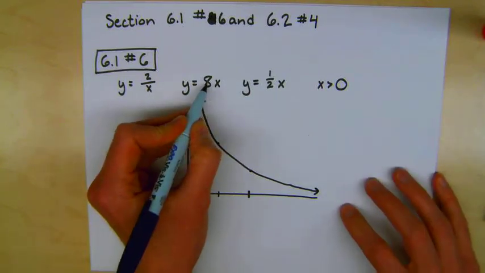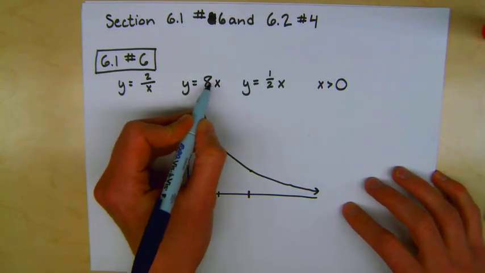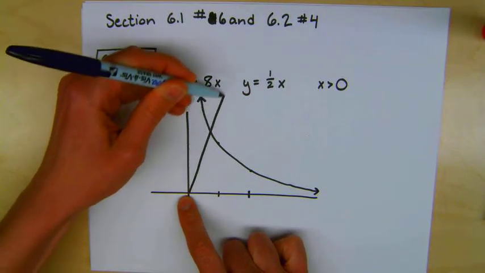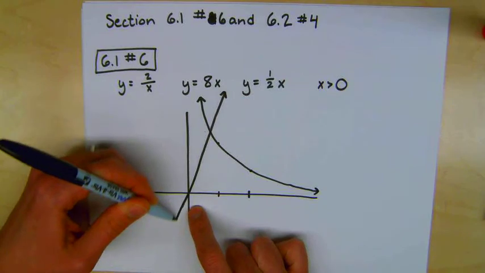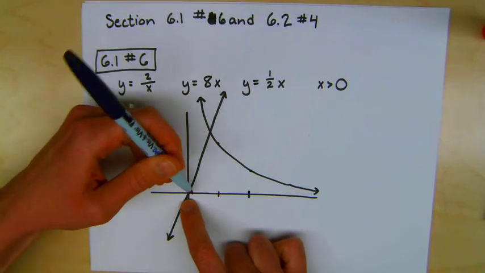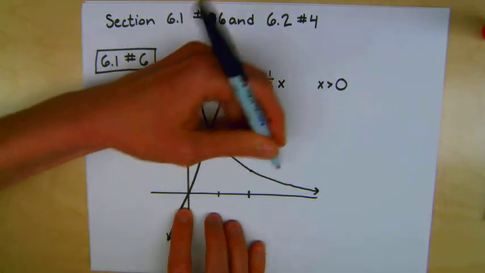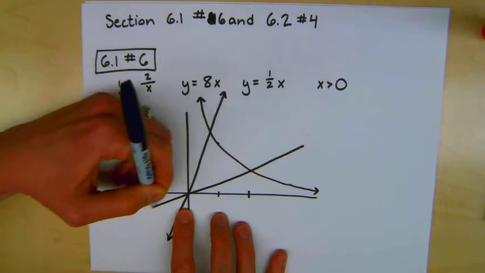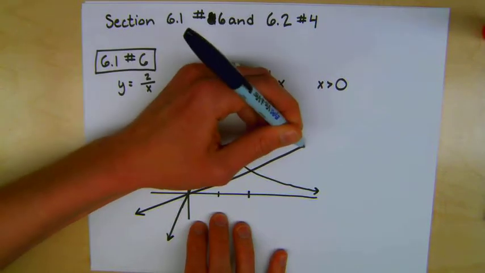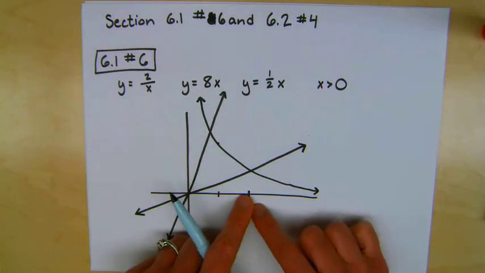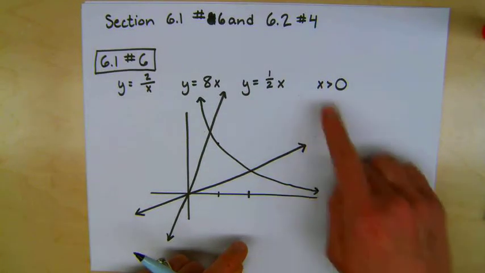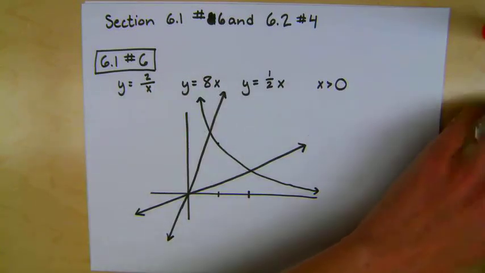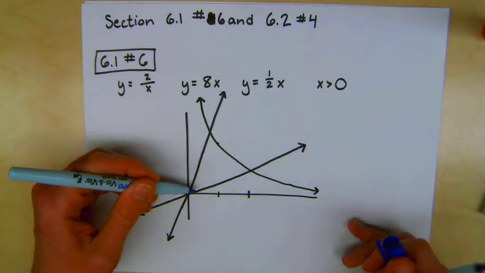Our next curve is the curve y equals 8x. It's just a line with a slope of 8. And then we have a line with a slope of 1/2. Again, this isn't exactly to scale, I suppose. But I do know that a line with a slope of 1/2 is going to go through the point 2, 1. And we want to look at the x values that are greater than 0. So we're examining the area of the region I'm going to color in blue.